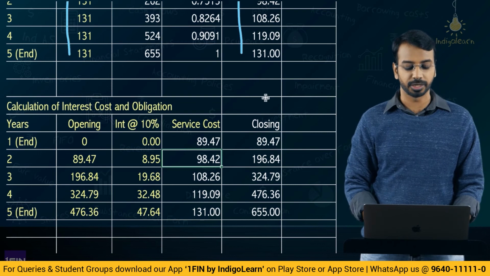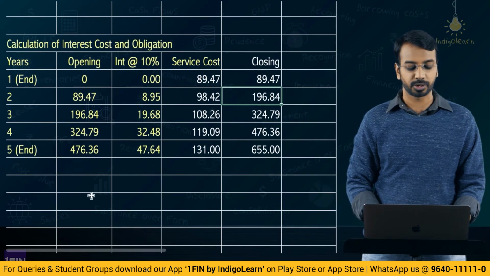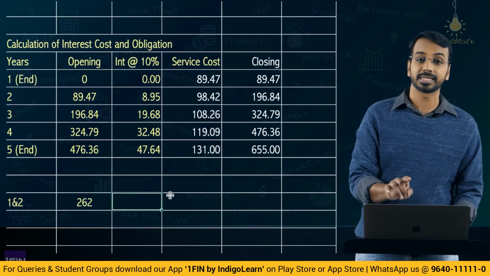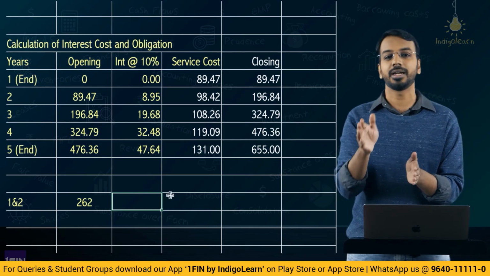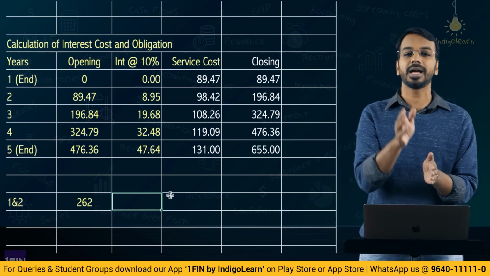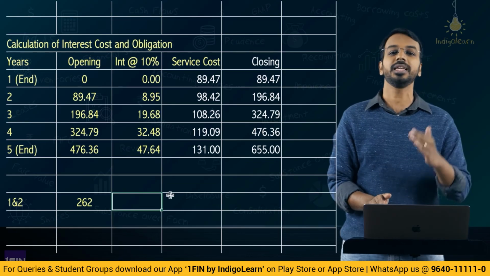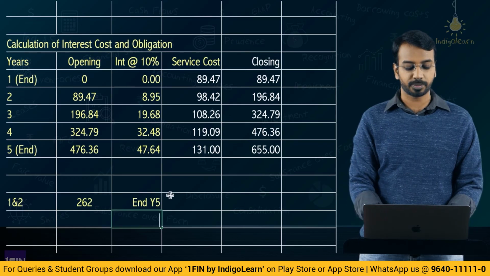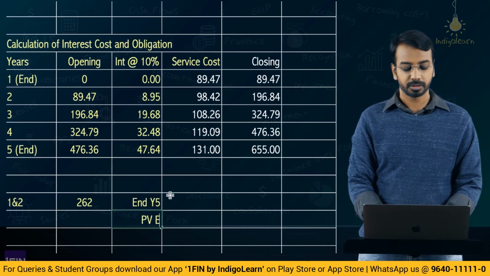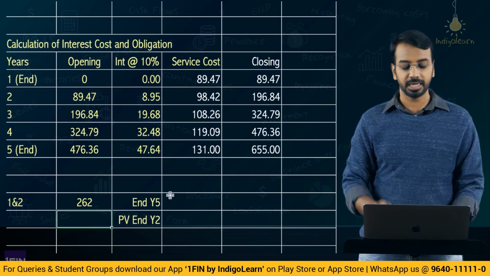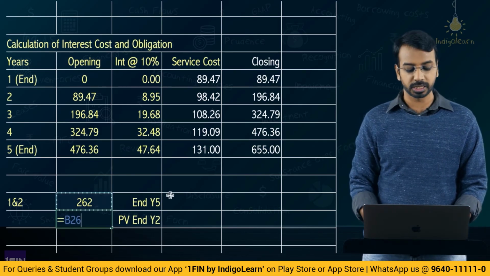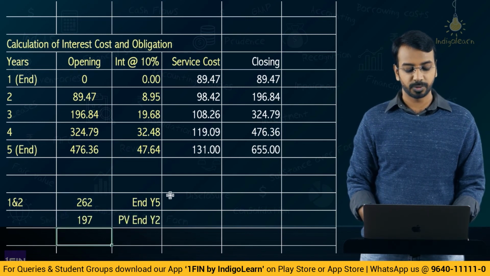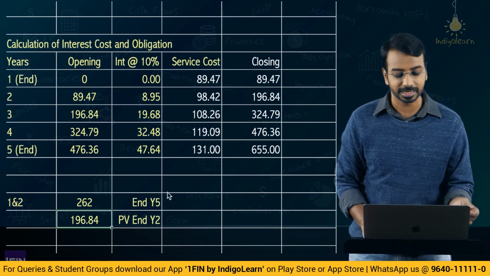So what we are trying to do here is, if you just want to reconcile this 196.84, for year 1 and year 2, obligation will be 131 multiplied by 2, which is 262. Okay, this 262 is payable at the end of year 5. What is the present value at the end of year 2? So basically we have to discount this by 3 periods, right? This will be paid at the end of year 5. We need to know what is the present value at end of year 2. So basically we are looking at 3 discounting periods. So 262 divided by 1.10 to the power of 3 gives me 197. So if I increase it, it becomes 196.84.